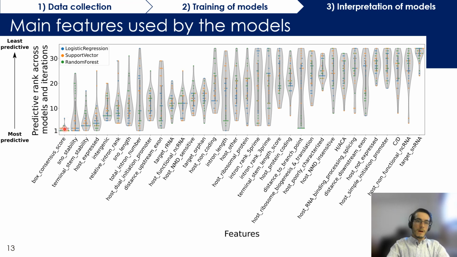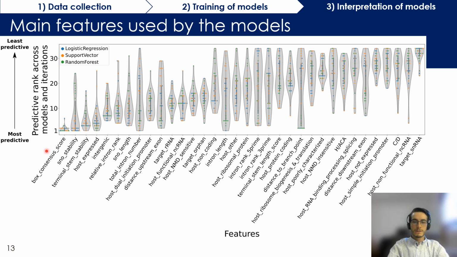These are ordered by the median of these distributions. Each distribution comprises 30 dots, or 30 models. As I said, we chose 3 types of models across 10 iterations, so that's why we have 30 models.